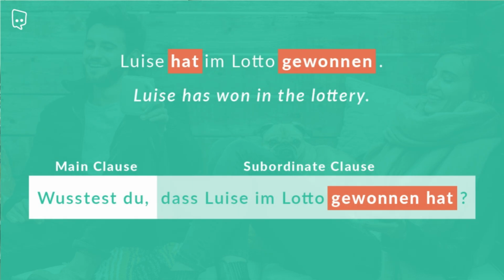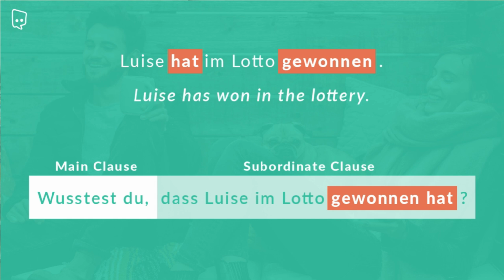Luise hat im Lotto gewonnen. Luise has won the lottery. We're using the perfect tense here. We're using the helping word hat and the past participle gewonnen. So, the helping word is in the second position, and the past participle is in the last position. This is what happens in the main clause.